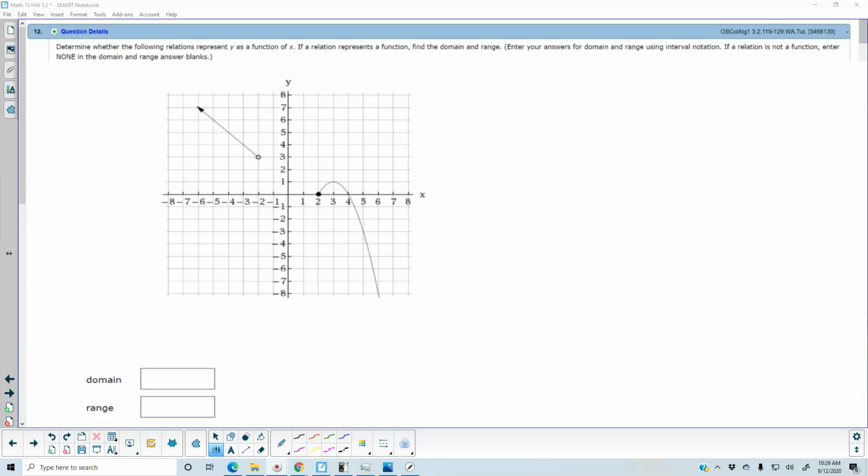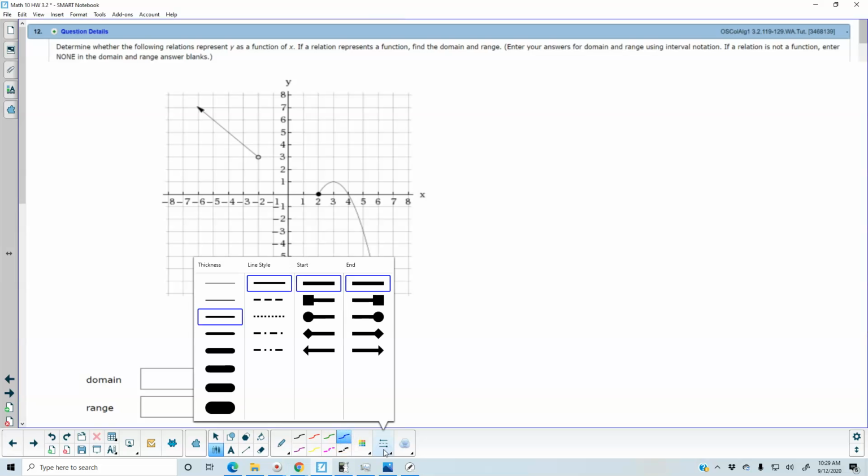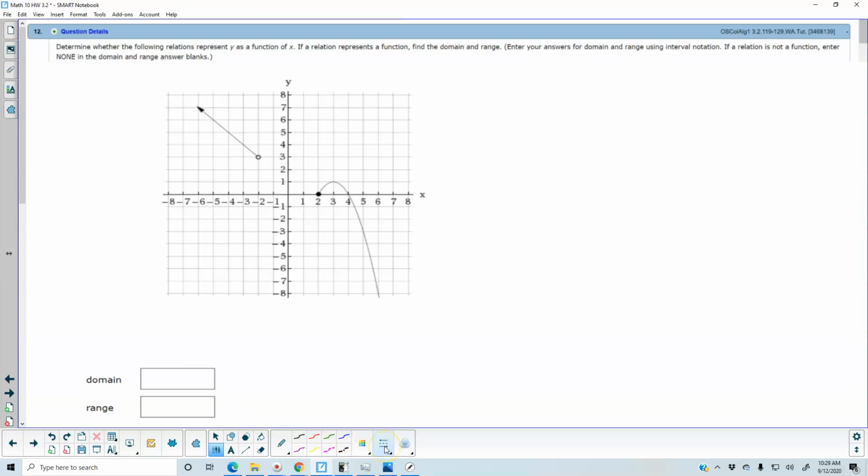blanks. So the first thing we need to determine is whether it's a function or not. Well, how do we determine whether it's a function or not? We need to see whether it passes the vertical line test, which means that if you put a line through this function here, and you put a line through this function here, it only crosses, no matter where you put that vertical line, through that graph once. So therefore, yes, it is a function.